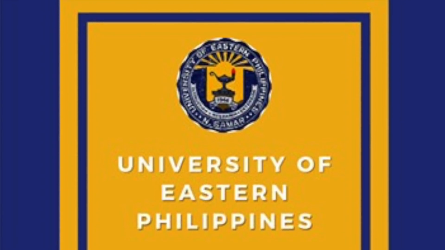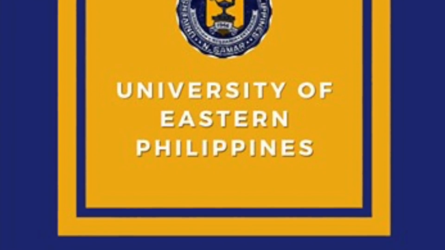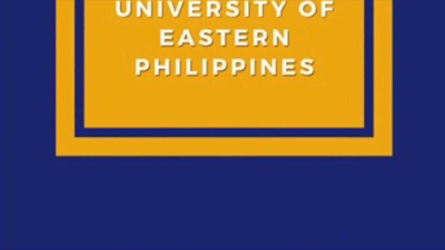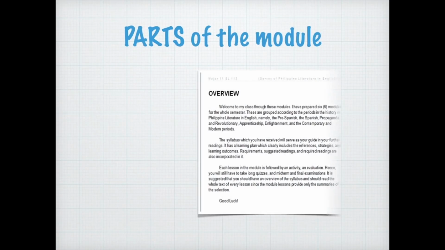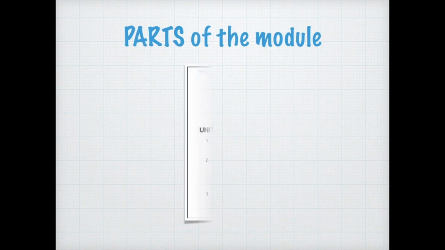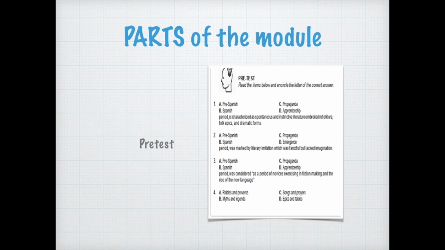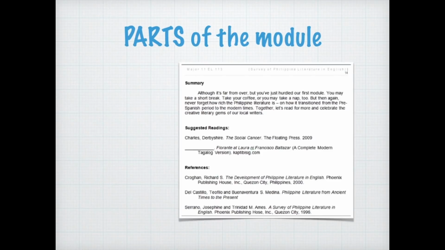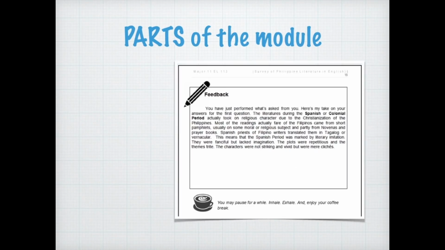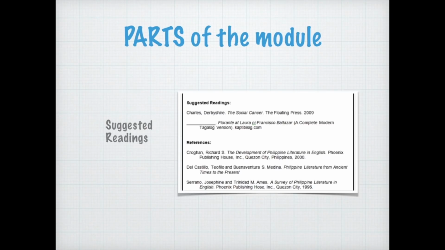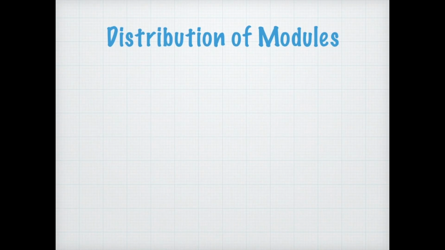The UEP has assigned a municipal link stationed in each town in Northern Samar, whose primary role is to distribute and receive the modules and other documents. These are the basic parts of the module: overview, unit lesson number and title, the learning outcomes, the pretest, discussion, summary, assessment, feedback, the suggested readings, and the references. But how are the modules distributed?